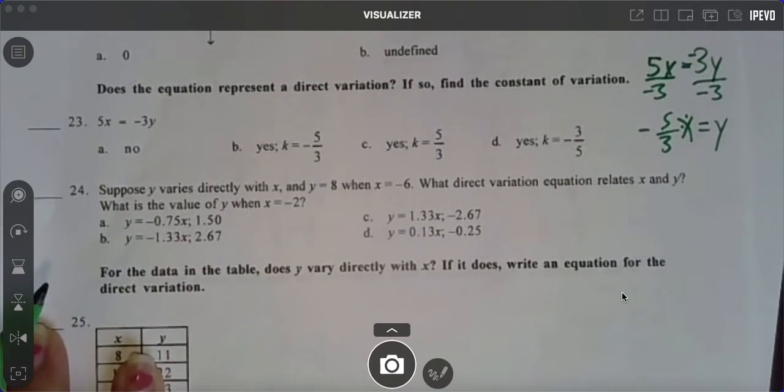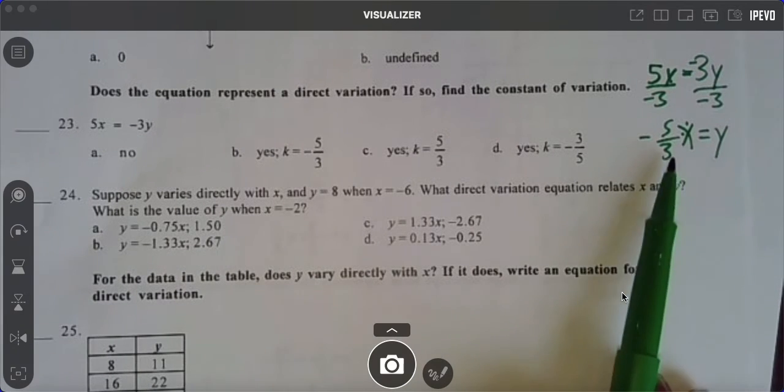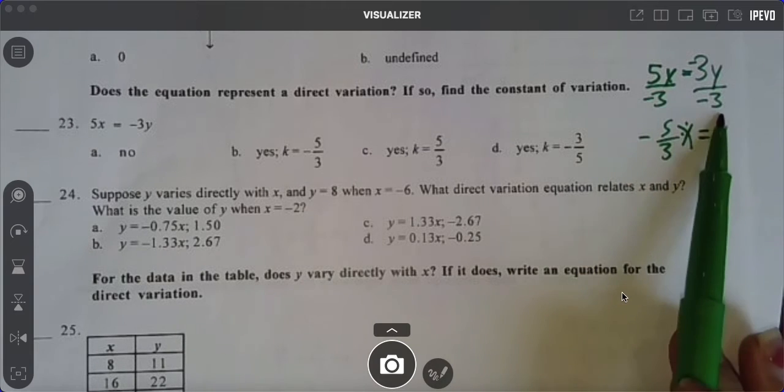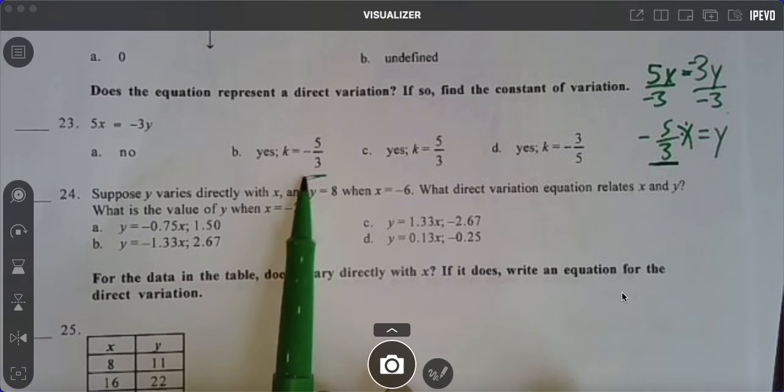What do you do with the x? Nothing. You just leave your y and your x there. You're just moving the other numbers around. So on this one, I just divided by -3. I'm just looking for the number in front of x, and that's my answer.